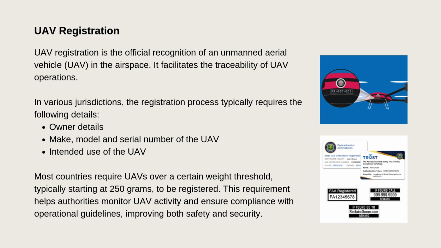UAV registration is the official recognition of an unmanned aerial vehicle, UAV, in the airspace. It facilitates the traceability of UAV operations. In various jurisdictions, the registration process typically requires the following details: owner details, make, model, and serial number of the UAV, intended use of the UAV. Most countries require UAVs over a certain weight threshold, typically starting at 250 grams, to be registered.